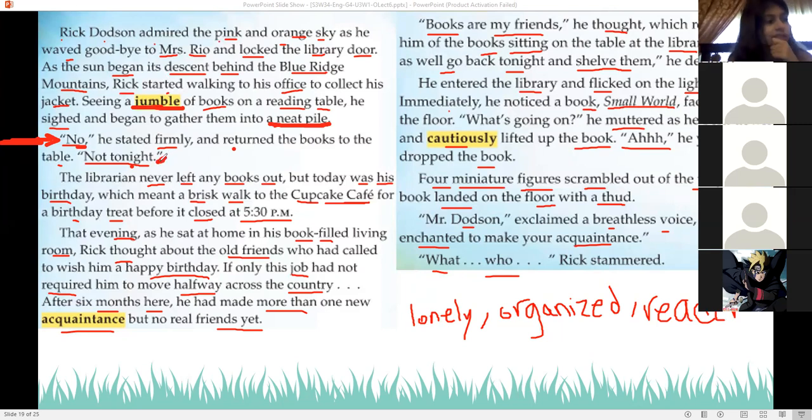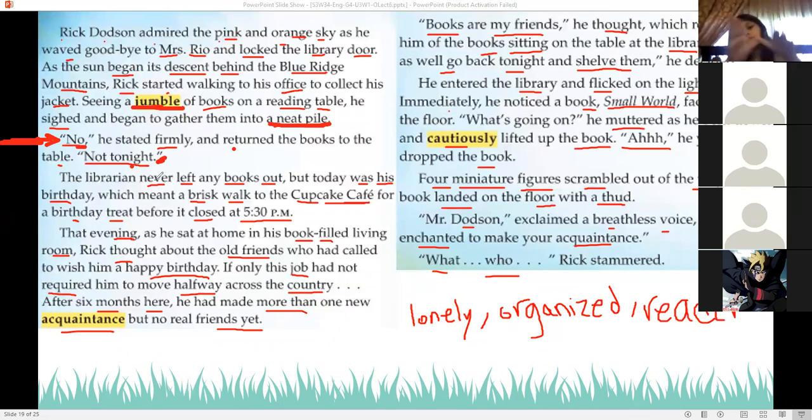So wait, Ali, since you were in the toilet, so here Nick saw a jumble of books on the table and he started picking them up into a neat pile, but then he stopped. He said no, not tonight. Why do you think he said that? He wants to read more of it. No, he works in the library.